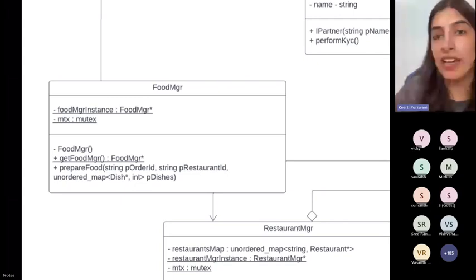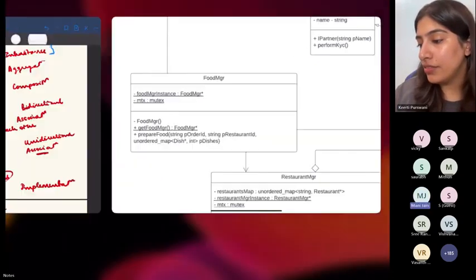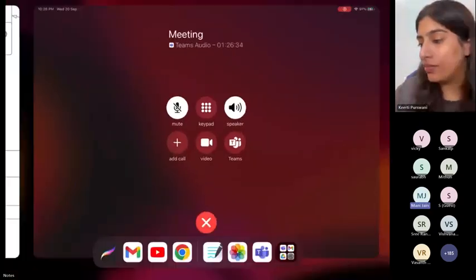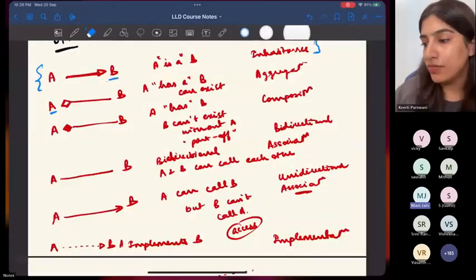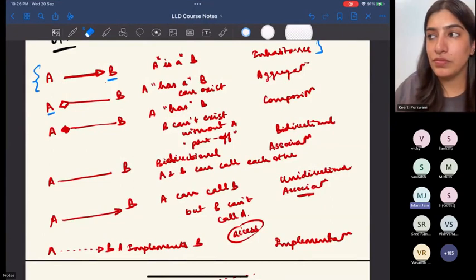Underline means it is static, guys. Kirti, one question. Normally, who prepares this UML diagram? Is it the architect, a business analyst, or the developer? Before coding, someone has to prepare it. Who is supposed to do it in the whole life cycle?